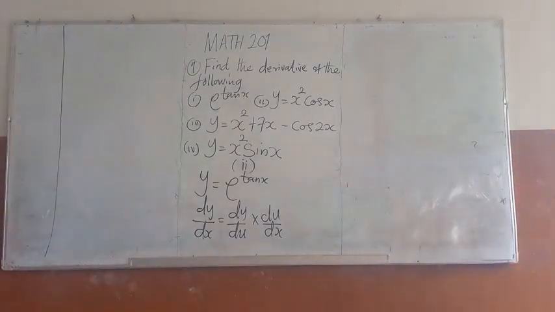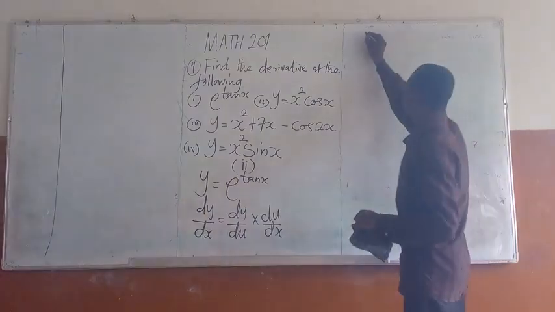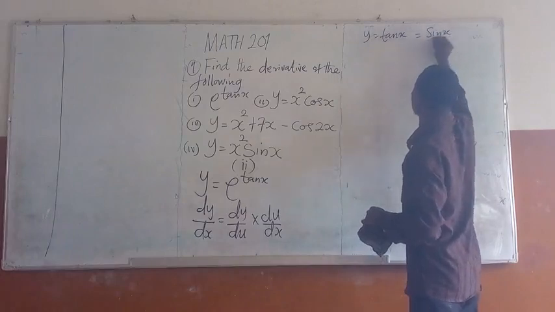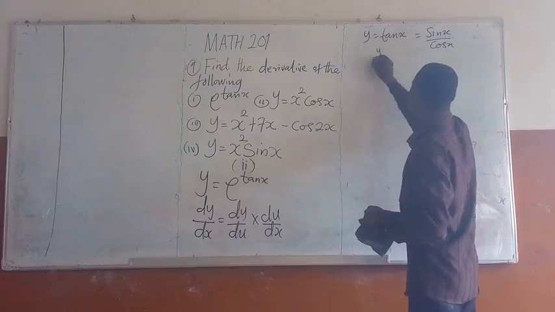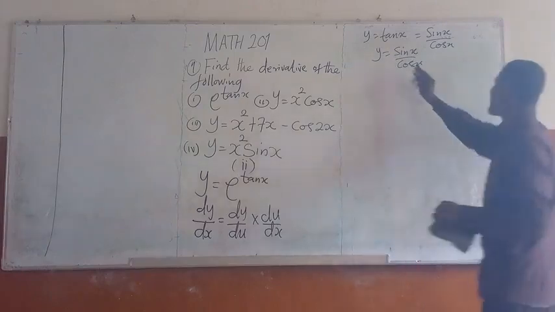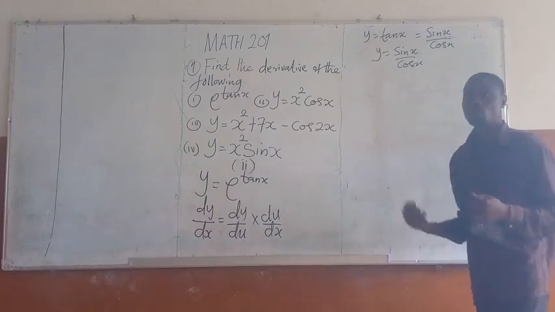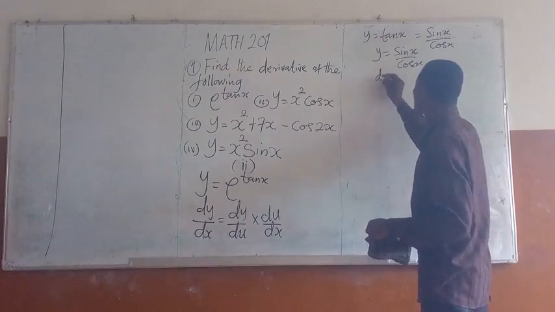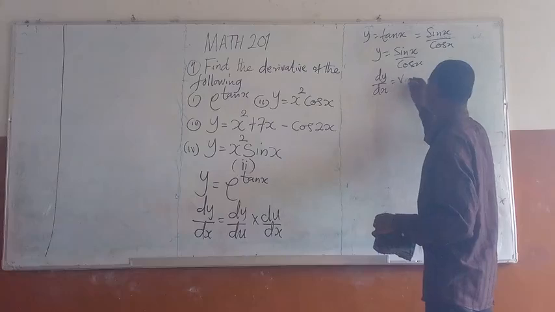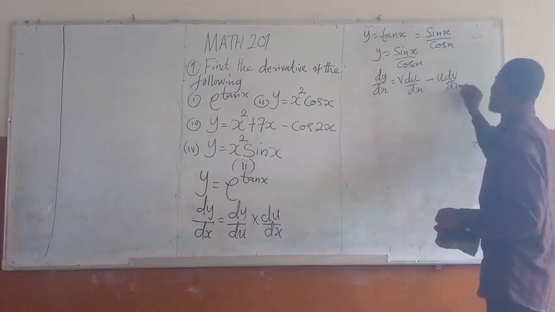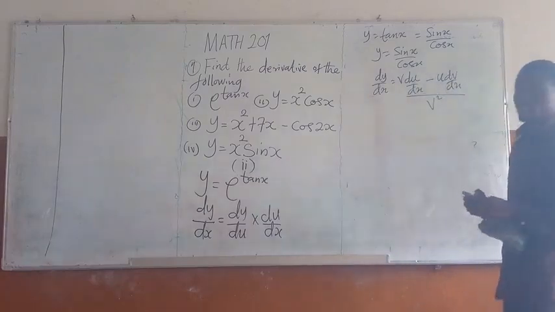Remember in the trigonometric ratios, when you have sine divided by cos, you have tan. Like I said, y equals tan x, and I want to differentiate tan x now. So tan x is sine x all over cos x, which means y equals sine x all over cos x. When there is division between two functions, we use what is called the quotient rule. The quotient rule states that dy/dx equals v du/dx minus u dv/dx, all over v squared.